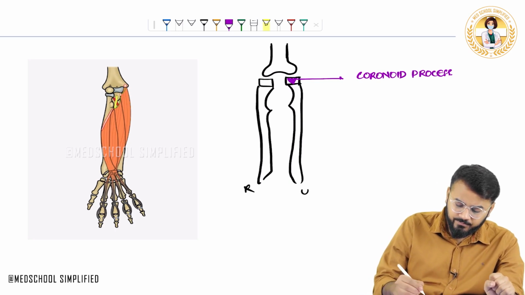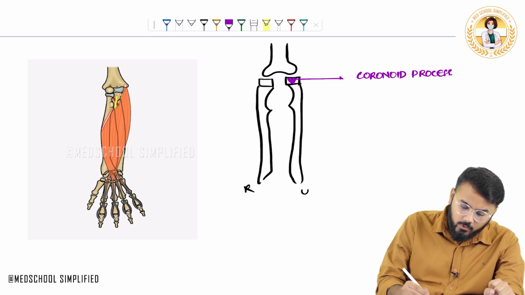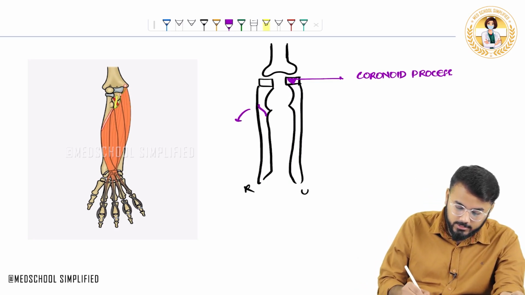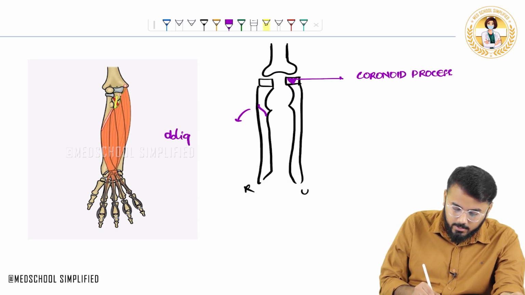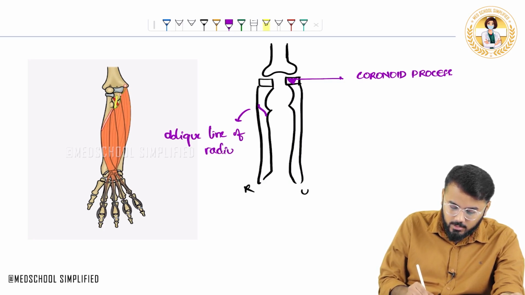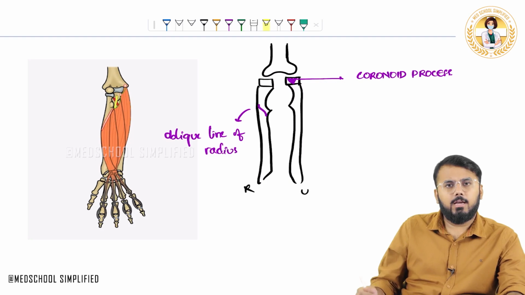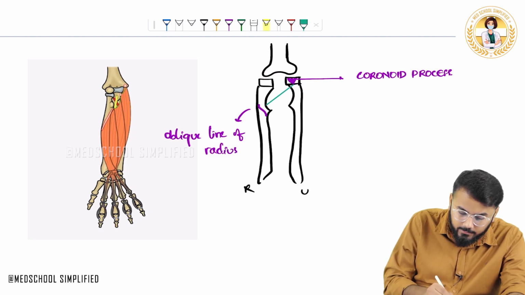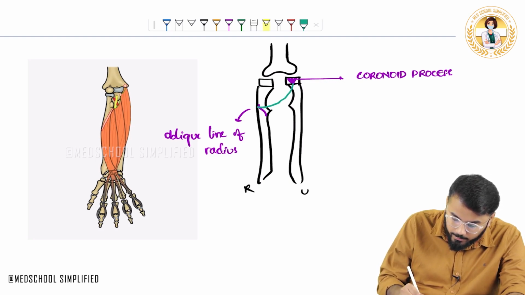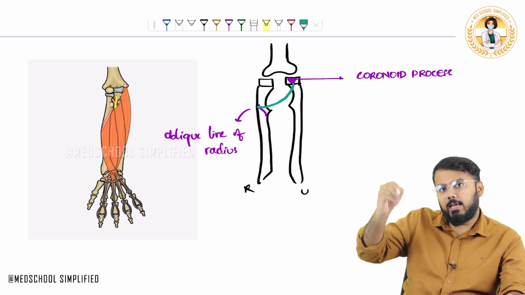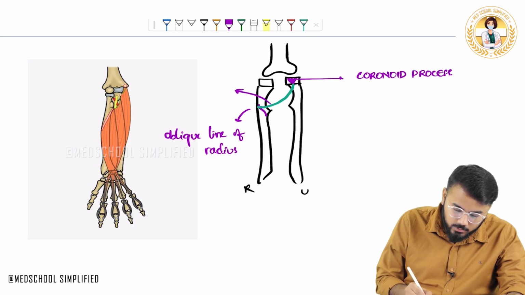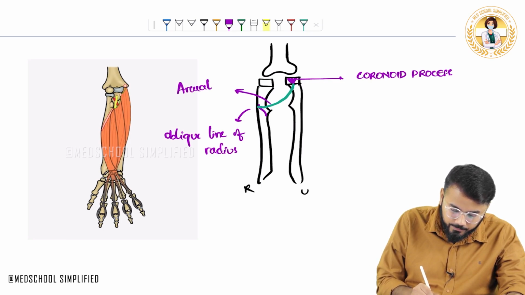Next important thing is that on the radius bone, you have got an oblique line like this. This is called the oblique line of radius. Actually, there is a ligament, guys. This ligament starts from the coronoid process till the oblique line of the radius. So it is making an arch, and that is why it is called the arcuate ligament.